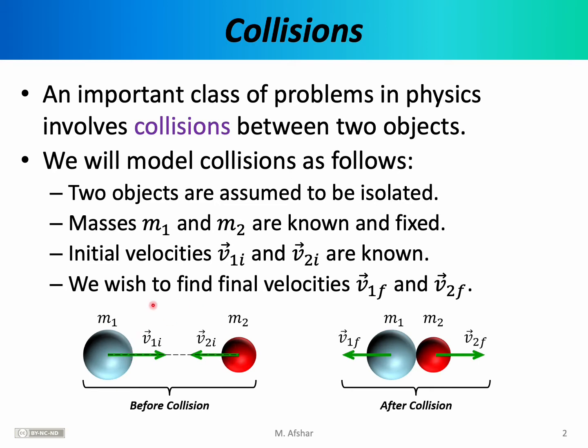Given the initial velocities, our goal will usually be to figure out the final velocities. So we'll say that the velocity of object 1 and the velocity of object 2 are known before the collision, and our goal will be to use conservation of momentum and other techniques to figure out v1f and v2f. These are the final velocities of object 1 and object 2.